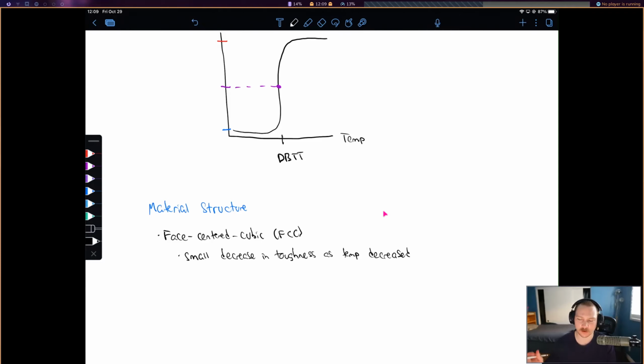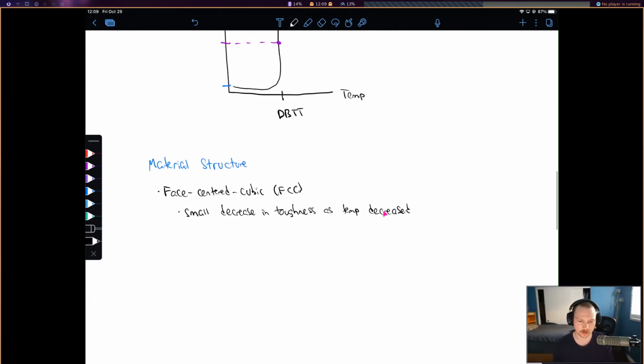So I'm going to draw a graph for all of these materials too, so we can get a preview of what we should see in the lab. So again, this will be something like copper or aluminum. Of course, you're not going to make your ship out of copper. Pretty expensive. Okay, next one is called body-centered cubic.